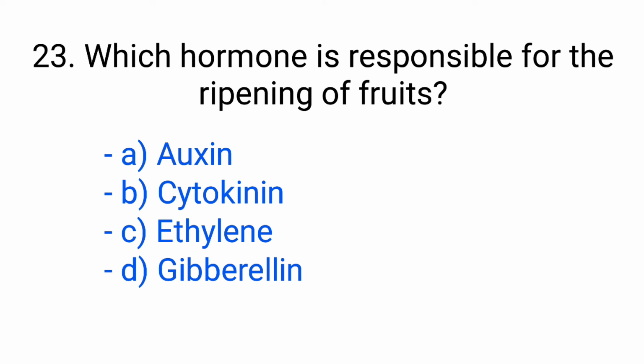Question number 23. Which hormone is responsible for the ripening of fruits? Option A, auxin. B, cytokinin. C, ethylene. D, gibberellin. The correct answer is option C, ethylene.